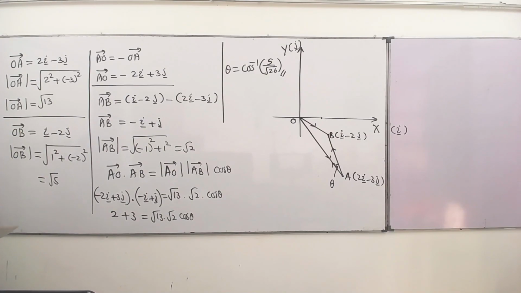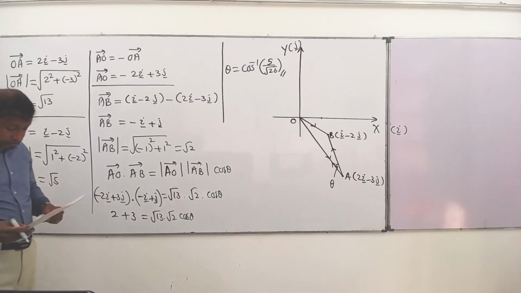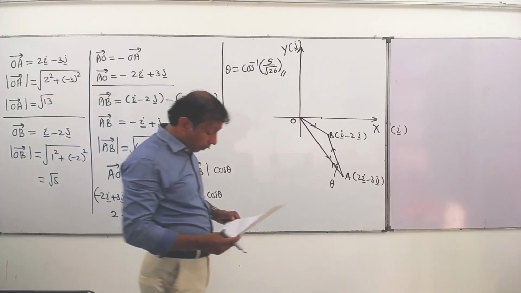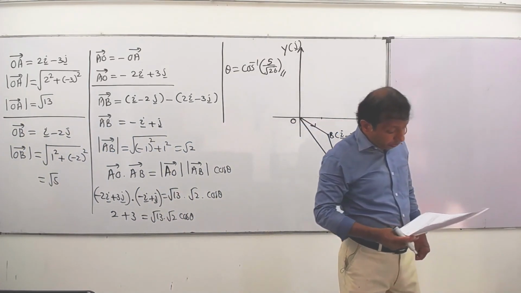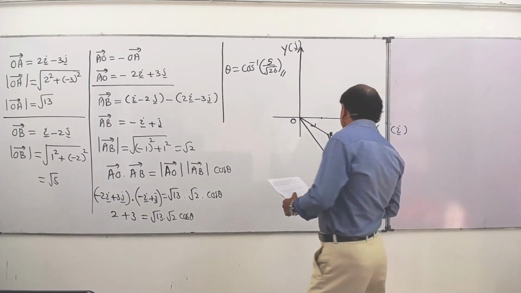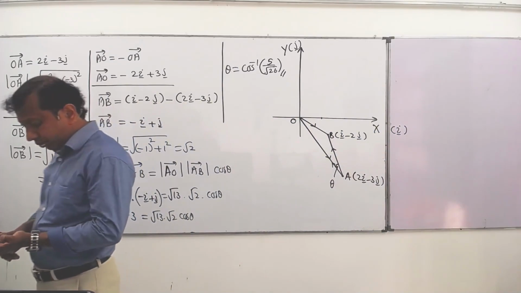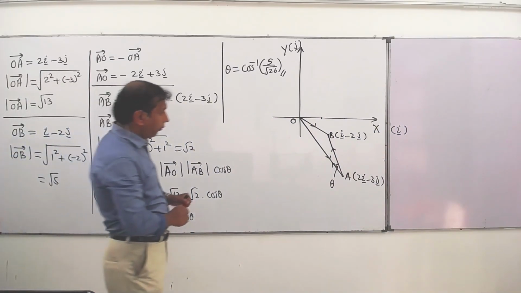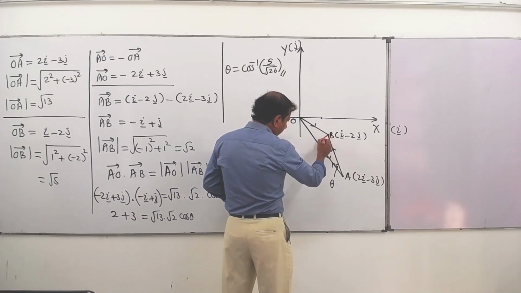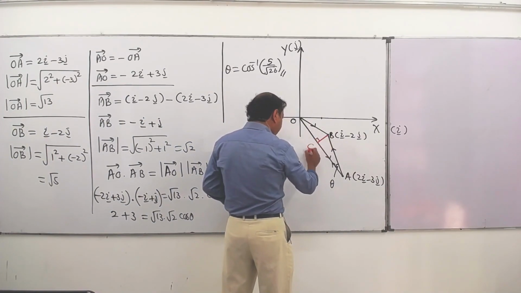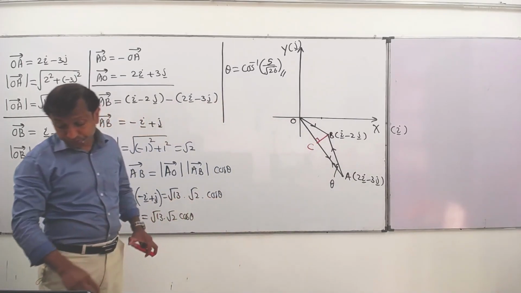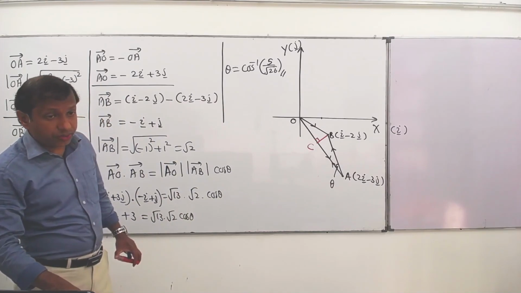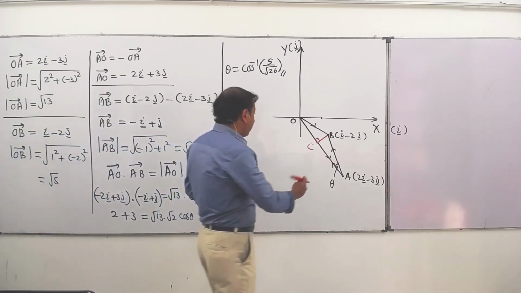Now, let C be the point on OA such that angle OCB is pi by 2. Here suppose we have the point C. Angle OCB is pi by 2. We are asked to find the OC vector.